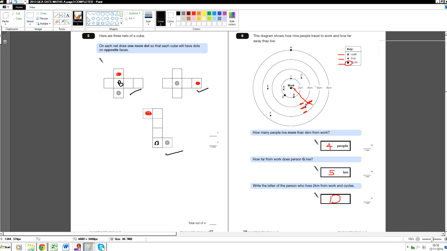So that means it's going to be outside this circle, anywhere outside this circle. So everywhere here: E, F, G, and H. That gives us 4 people. How far from work does person G live?